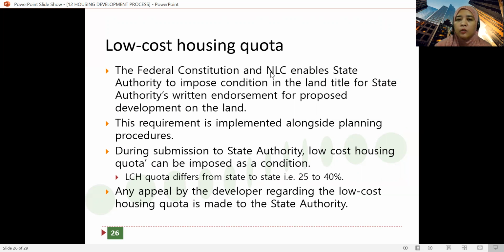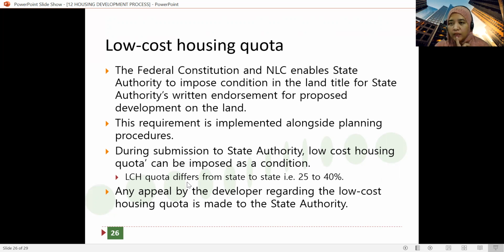The Federal Constitution and the National Land Code enable the state authority to impose conditions in the land title, requiring the state authority's written endorsement for the proposed development. So the state authority has the power to put conditions in the land title, including a quota. This requirement is implemented alongside planning procedures. A low cost housing quota can be imposed as a condition to approve that particular housing development, whereby the quota differs. It is not 30%.